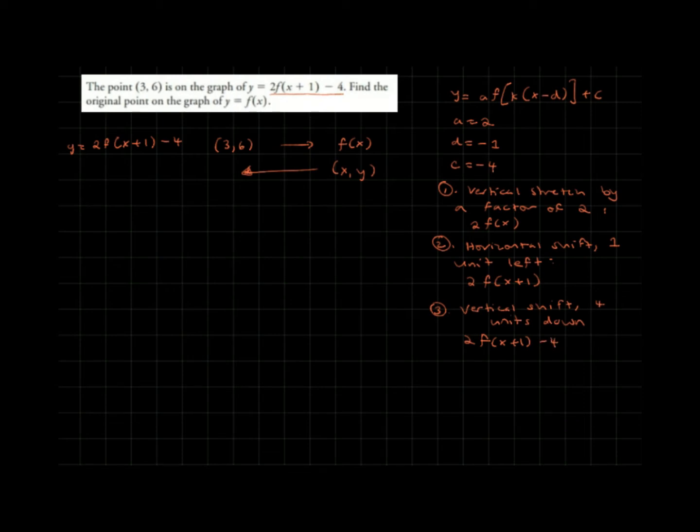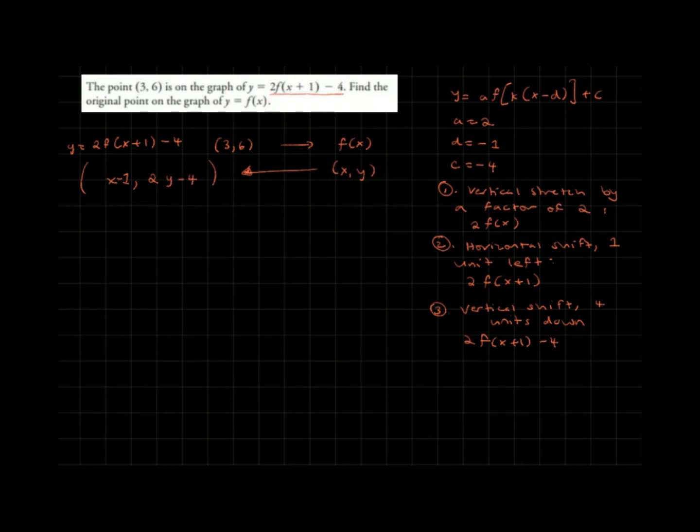Okay, and in this case, let's create a transforming equation over here. I'm going to look at all the transformations I did to my original function on x and y to get to my transformed function. So you have a vertical stretch by a factor of 2, so I multiplied all my y values by 2. There's a horizontal shift 1 unit left, so I subtracted 1 from my x values, and there is a vertical shift 4 units down, so I subtracted 4 from my y values.